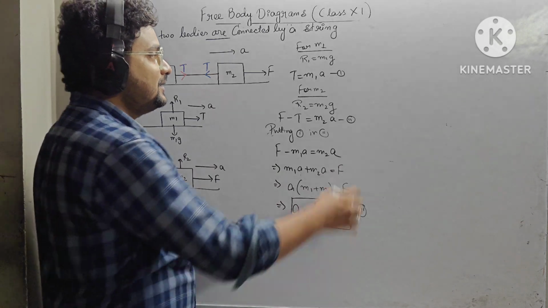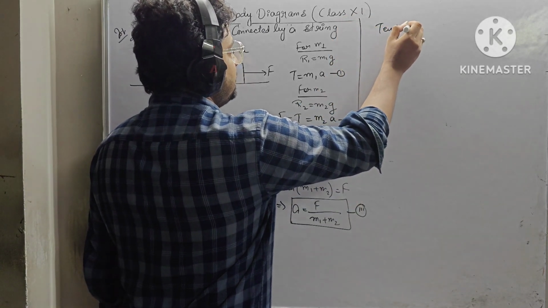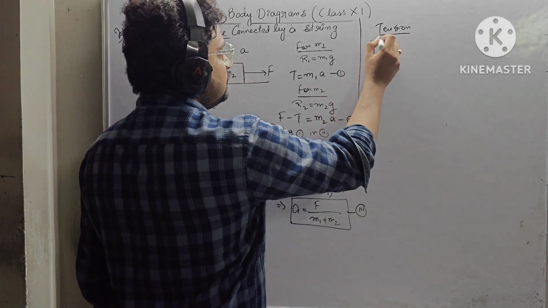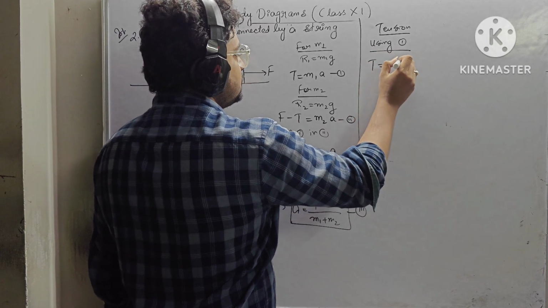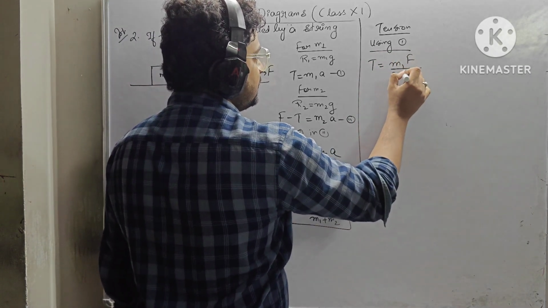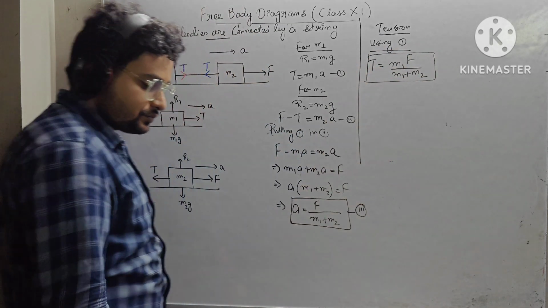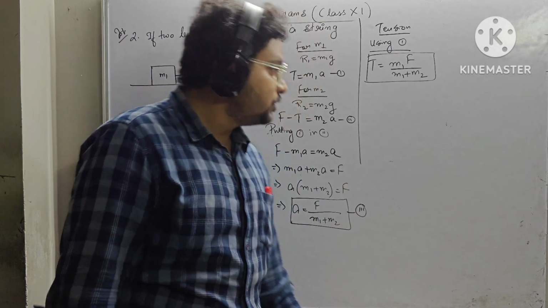If I want to find out the tension in this one, just see equation 1 we can use. Using 1, T will be equals to M1 into A, that is M1F divided by M1 plus M2. This will be the tension. Okay.